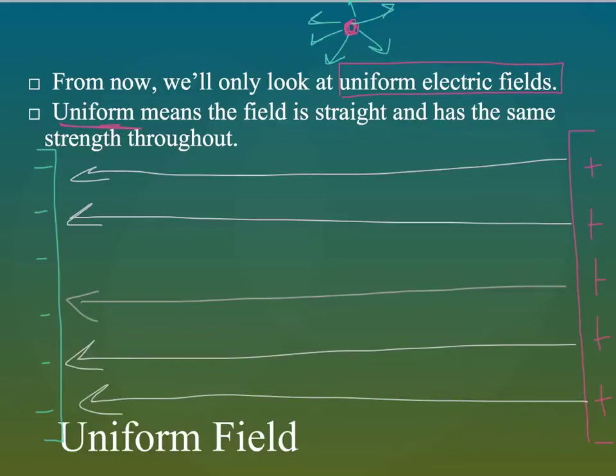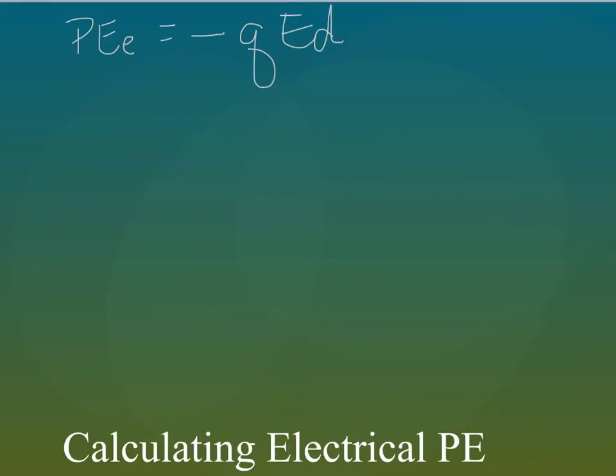The strength of our electric field is the same throughout. And when we're talking about it, the charges are here in the middle, so we don't get any weird curving that happens on the corners. So this is an electric field. We can always assume that it's just straight now. So when we calculate the electric potential energy, we are talking about it in a uniform field only.